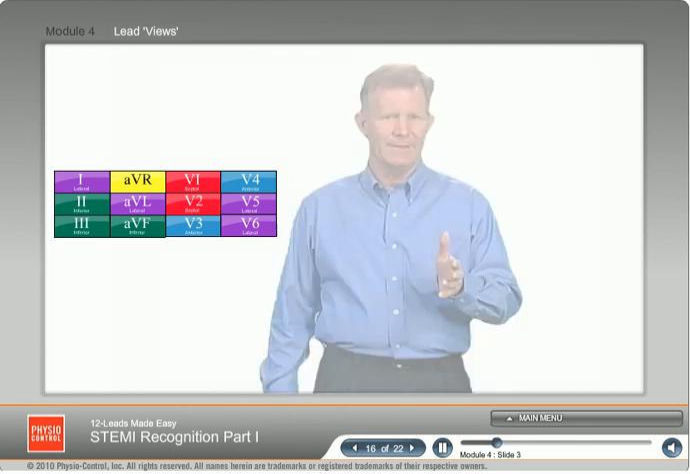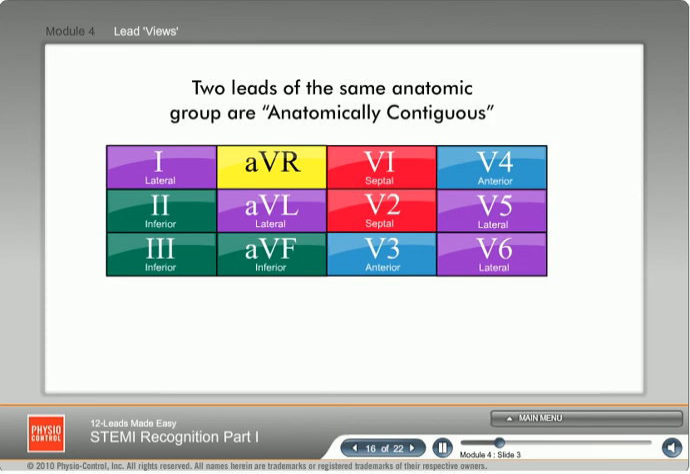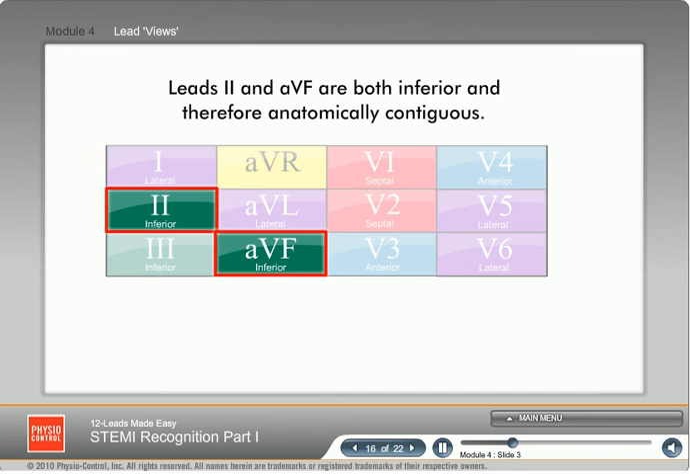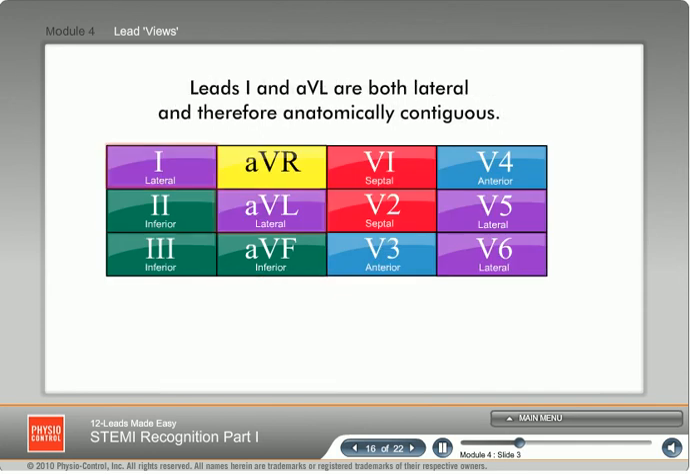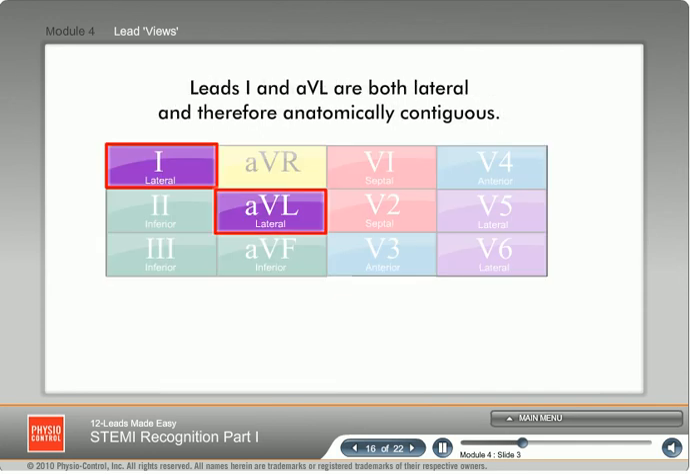Before we go on to that topic, when determining if any two leads are anatomically contiguous, we first check to see if they are both of the same anatomic group. For example, we know leads 2 and AVF are anatomically contiguous because they are both inferior leads. We would recognize lead 1 and AVL as contiguous since they are both lateral. In other words, two leads within the same anatomic group are considered to be anatomically contiguous.